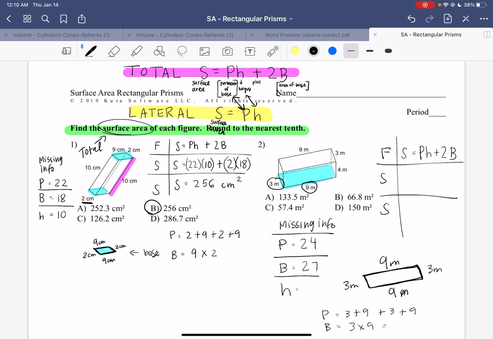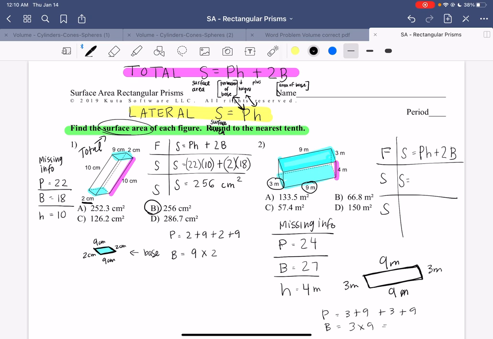And then our height, again, remembering that the height is the number that connects our two bases. So I'm going to highlight both of my bases here. Okay, so it's a little tricky. So we have those two highlighted. So we need the number that connects our two bases, and that's going to be this 4 meters. So you see that in pink, 4 meters is our height. So then we can substitute here.